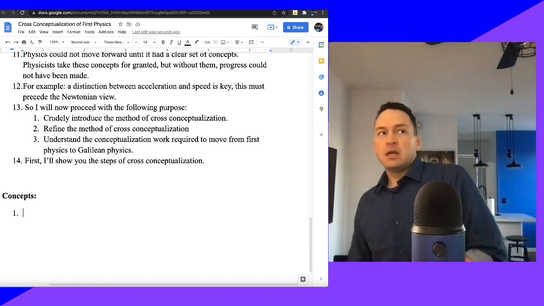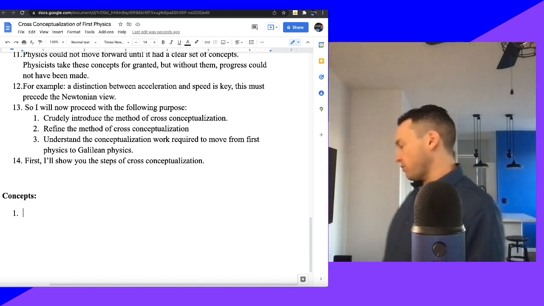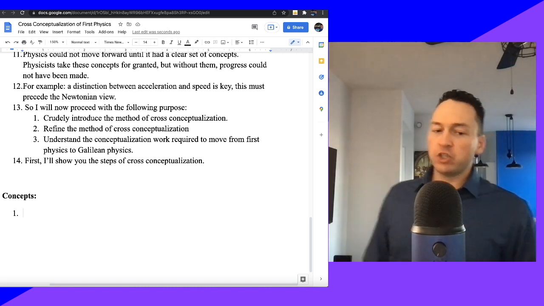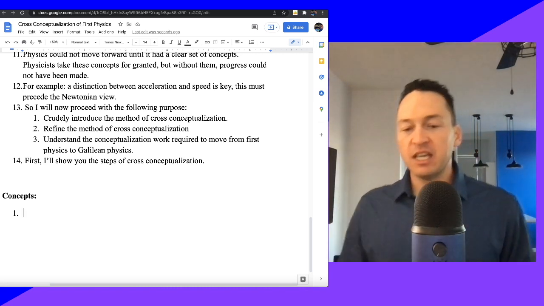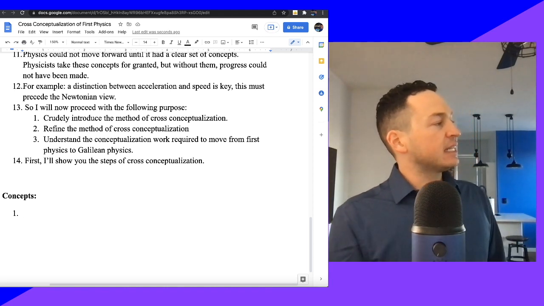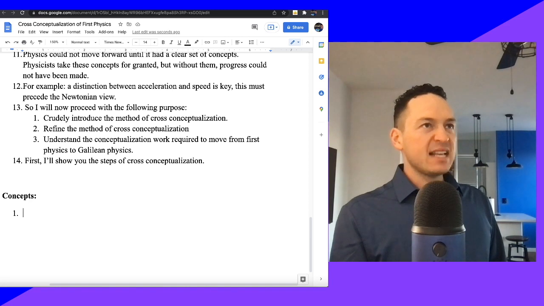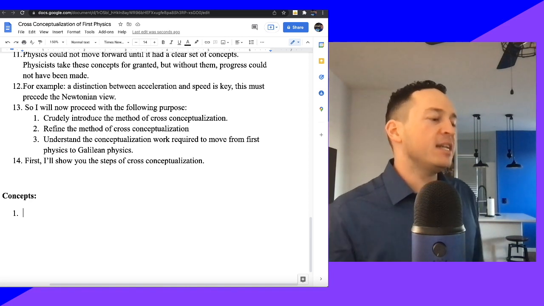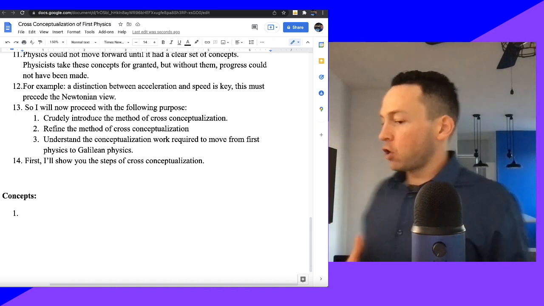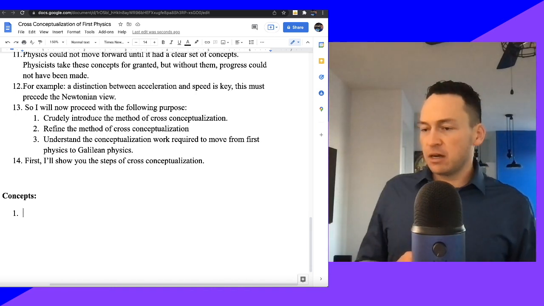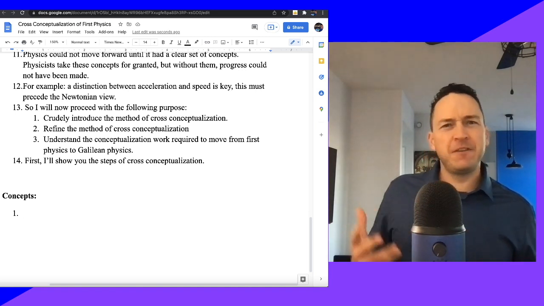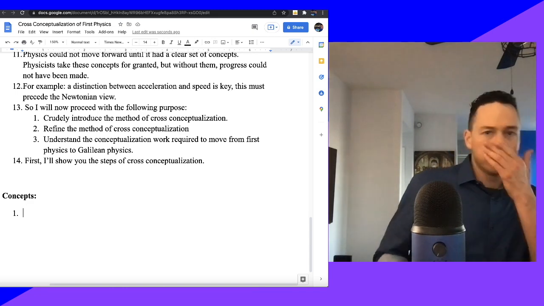Okay, so in order to do this properly, I'm going to think about what sort of context we might be in. So I'm thinking of a Galilean context. I'm thinking of Galileo trying to get clear on motion. Why is he trying to get clear on motion? Well, he's trying to get clear on motion in order to get clear on why we may not feel the motion of the Earth as it goes around the sun.